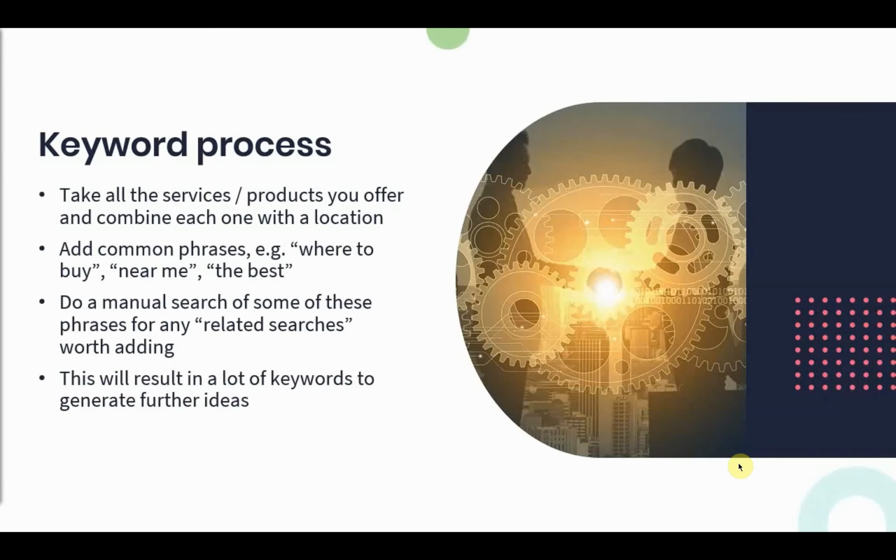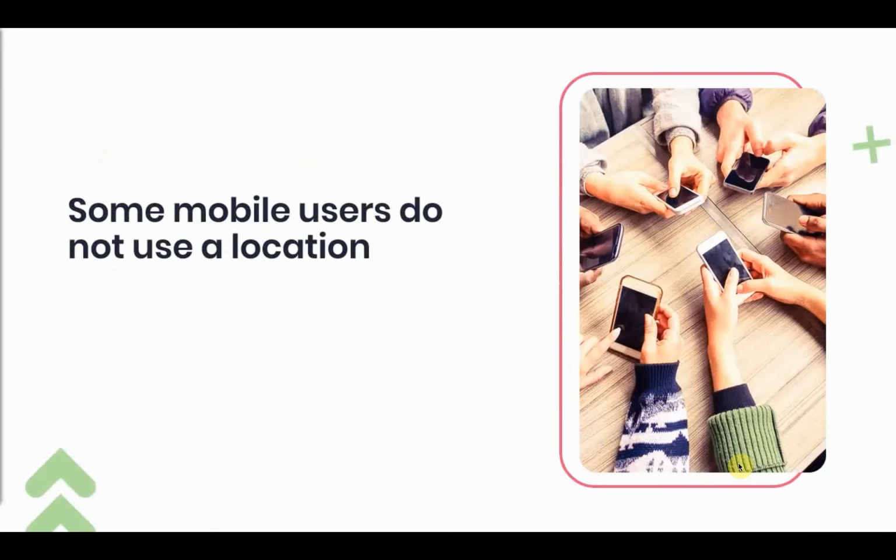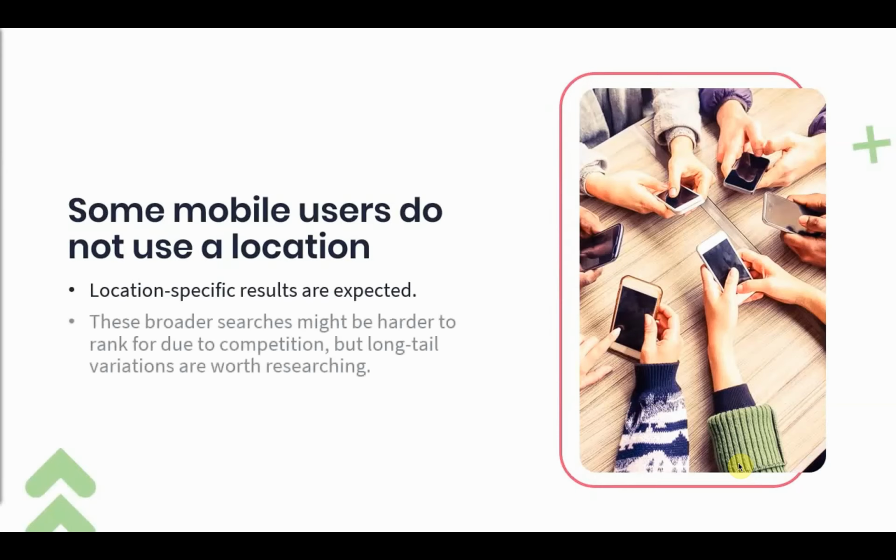Of course, some mobile users do not use a location in their search. Location-specific results are actually expected in this case, just because of how websites, social media, and more have shown how aware they are of our location when interacting with them. These broader searches might be harder to rank for due to the competition, but long tail variations, so longer keywords, almost full sentences sometimes, are worth researching as well.